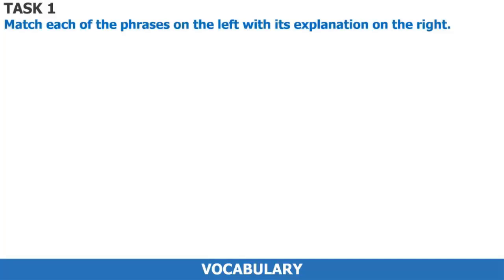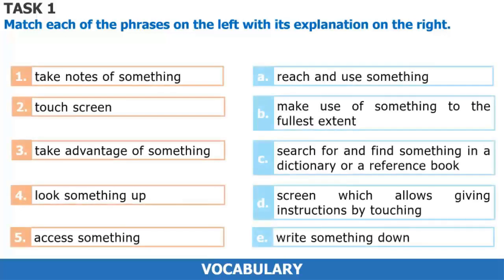Now, open your textbook. Page 27. Look at task 1. Based on the conversation in Getting Started, You have lunch, match each of the phrases on the left with its explanation on the right. Try to use the context of the conversation to choose the correct meaning for each phrase. 2 minutes for you to do the task.